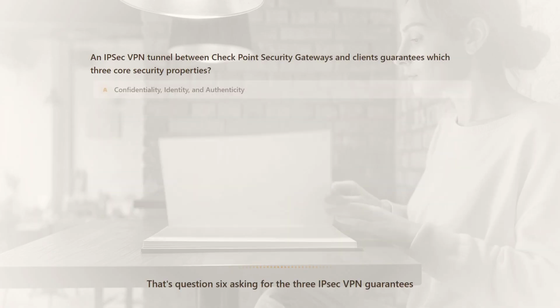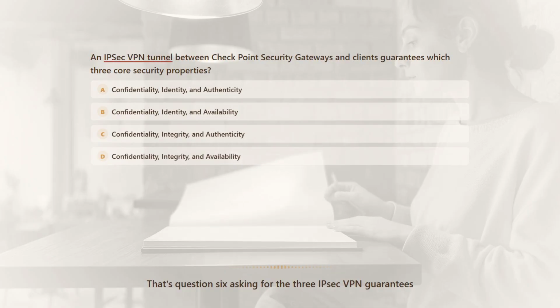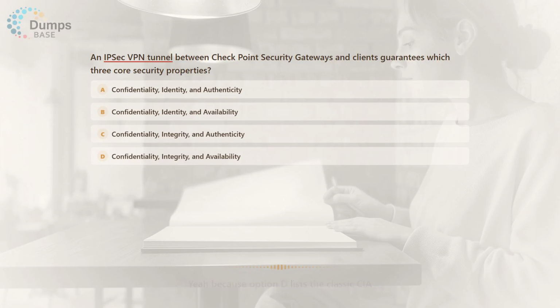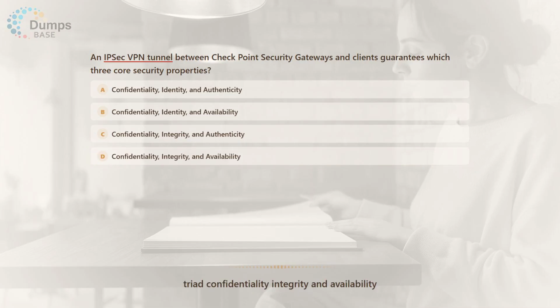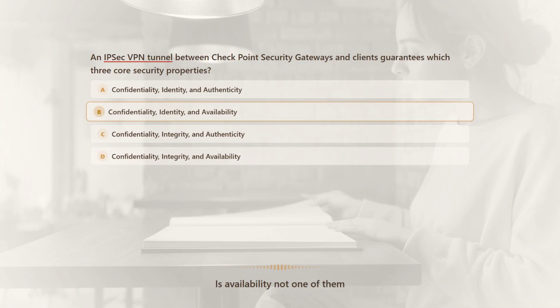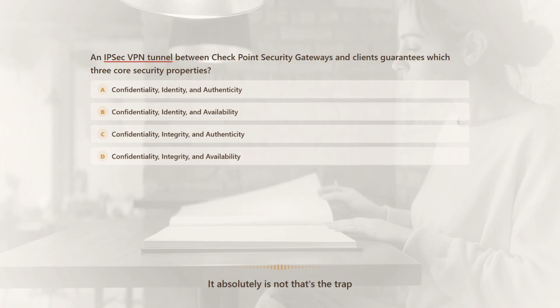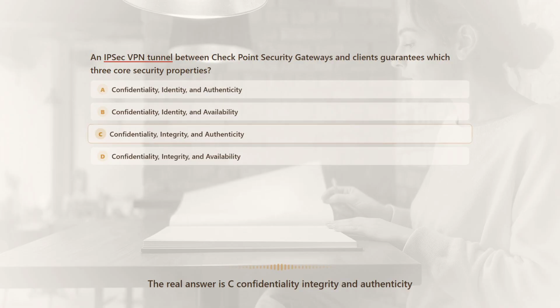That's question 6, asking for the 3 IPSec VPN guarantees. This is probably the sneakiest trap on the exam. Yeah, because option D lists the classic CIA triad: confidentiality, integrity, and availability. Is availability not one of them? It absolutely is not. That's the trap. The real answer is C, confidentiality, integrity, and authenticity.